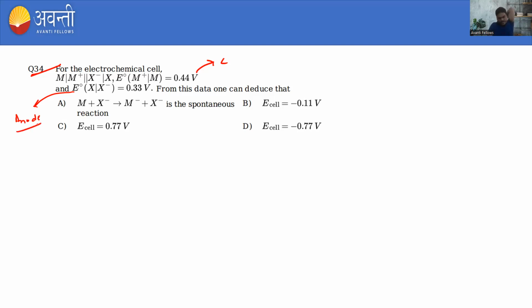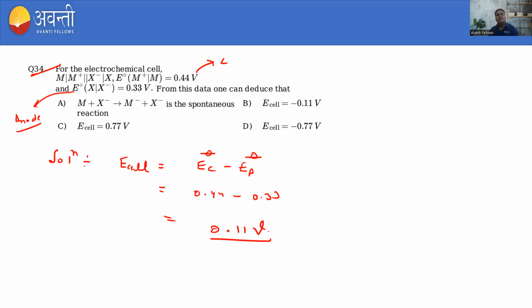So what is the EMF of the cell? Can you calculate? How will you calculate the EMF of the cell? That is E cathode minus E anode, standard reduction potential. So which is the cathode? The one whose value is higher. That is 0.44 minus 0.33. On solving, you'll get 0.11 volt. But in this question, they have given minus 0.114 volt, which is wrong. This is also not possible.